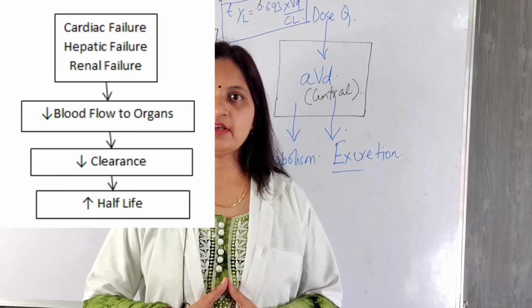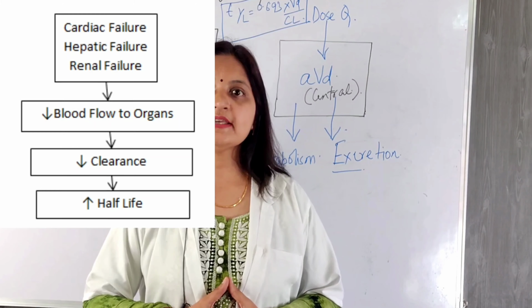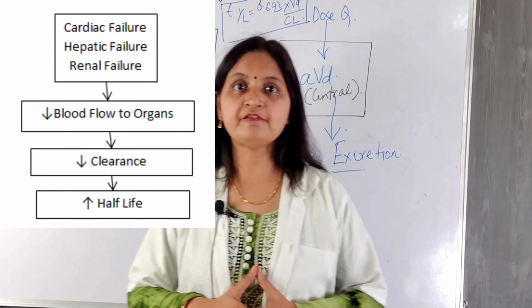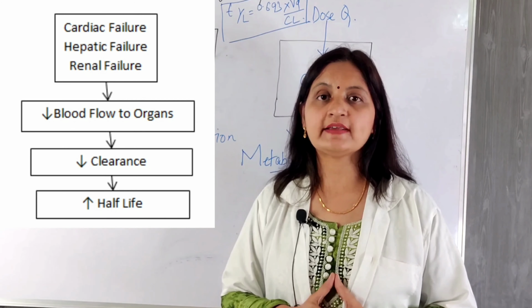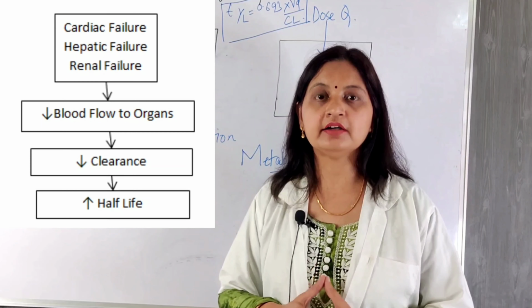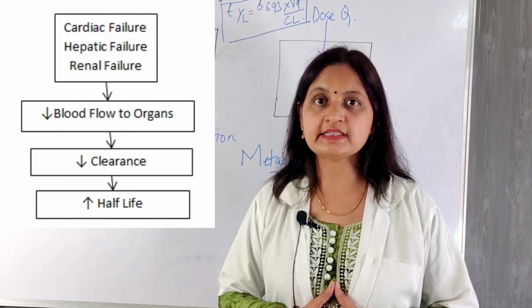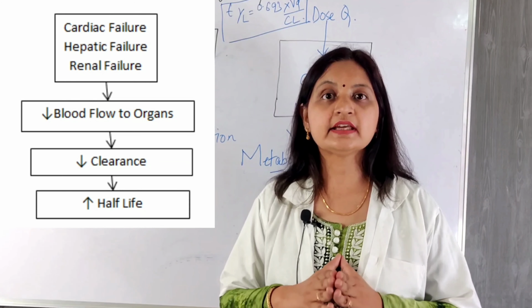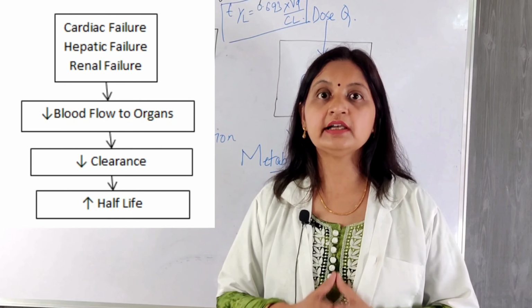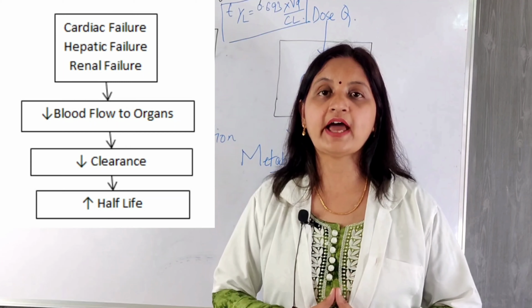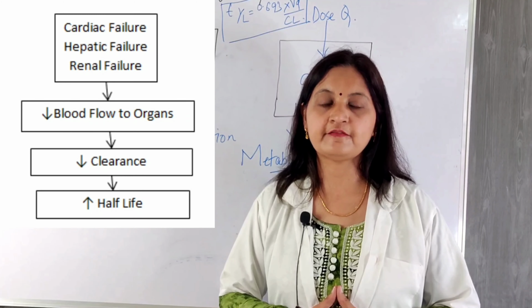Half-life is also influenced by organ failure. In cases where there is decreased blood flow to organs such as the liver, kidney and heart, the failure of the organs decreases the blood flow to various organs and tissues, and this decreases the clearance of the drug, leading to accumulation of the drug and prolongation of half-life.